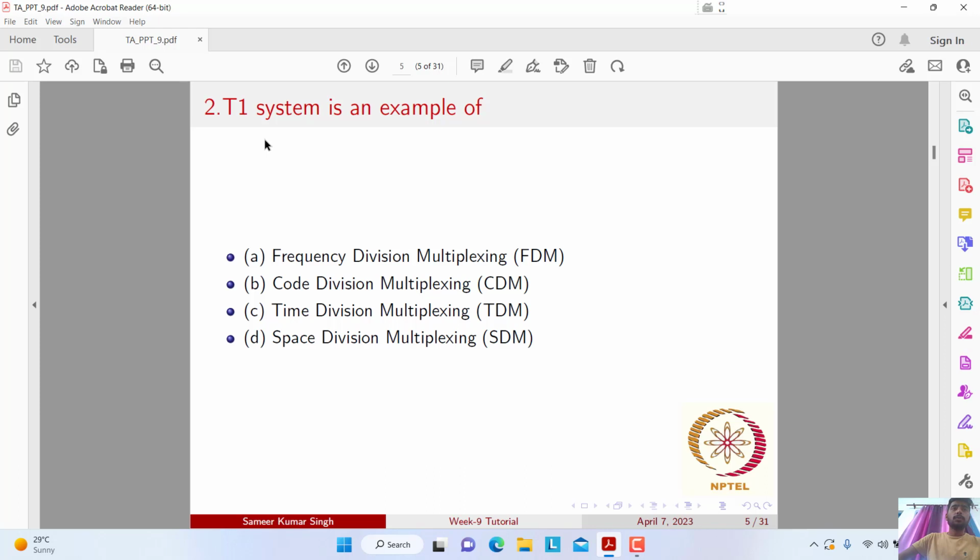Again, I am repeating question number 2. The T1 system is an example of FDM, CDM, TDM, or SDM.